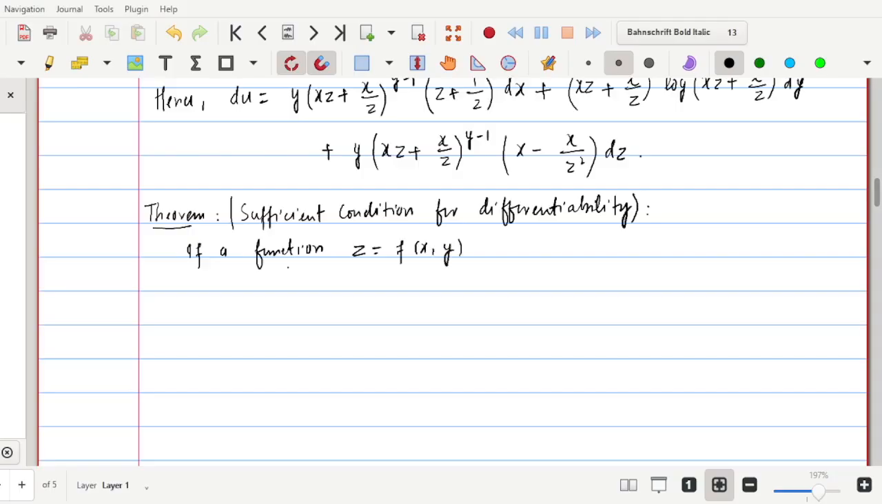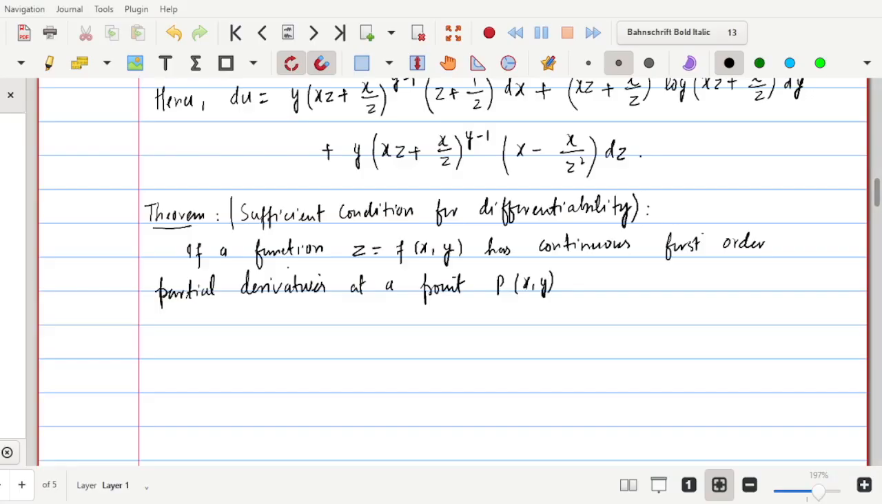So given a function z is equal to f of xy, suppose it has continuous first order partial derivatives at a point say p of xy, then f of xy is differentiable at p of xy. So we have a very simple and easy to understand condition for how we understand whether a given function of two variables has a total derivative or not. We just have to check if the partial derivatives are continuous at that point. So once we can verify that the partial derivatives are continuous, we can conclude that the function is differentiable.